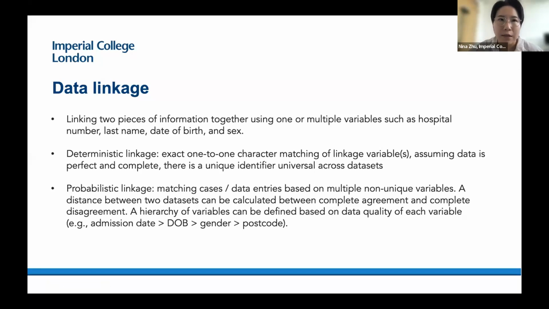Or we have probabilistic linkage, which has more uncertainty. Basically, we are matching cases based on more than one criterion, because we don't have a universal identifier. For example, we can match cases based on hospital admission date and date of birth, or date of birth and gender, etc. This is not a perfect method, but sometimes it can be useful.